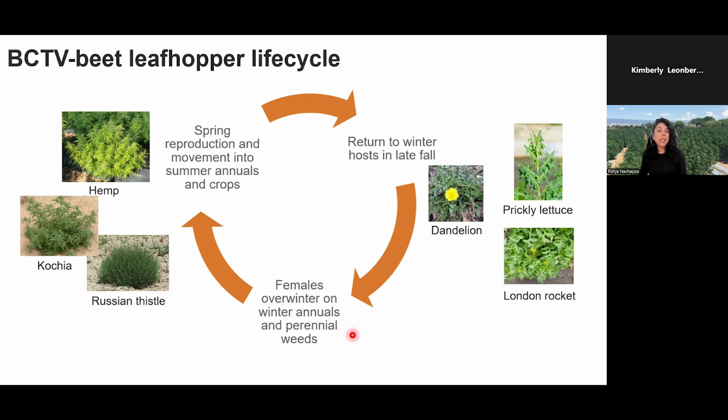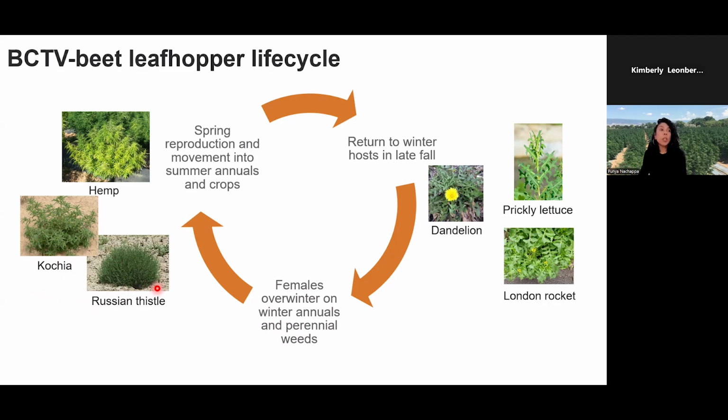Mated females typically overwinter on winter annuals like dandelion and prickly lettuce, and perennial weeds like London rocket. Then in spring, the females lay eggs and the nymphs hatch, and the nymphs, or the offspring, pick up the virus from these winter annuals. As these weeds dry down, the new generation moves on to summer annual hosts, weed species such as kochia and Russian thistle, which they really love and breed really well on.